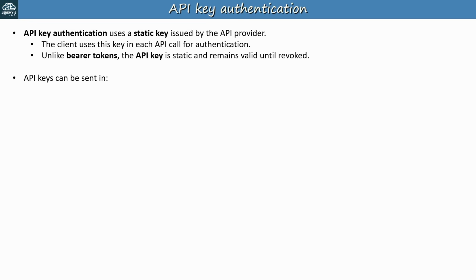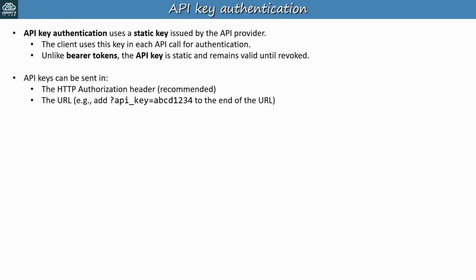API keys can be sent to the server in a few ways. The recommended way is to include the key in the HTTP authorization header, as we saw in basic and bearer authentication. But you can also include the key in the URL, in the start line of the HTTP request, by adding a parameter to the URL. But this is not recommended for several reasons.